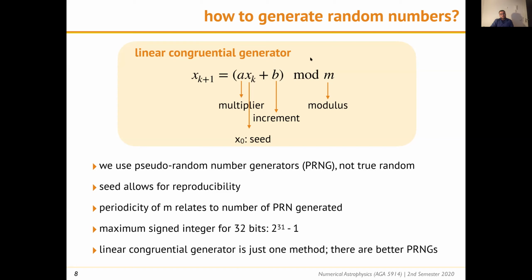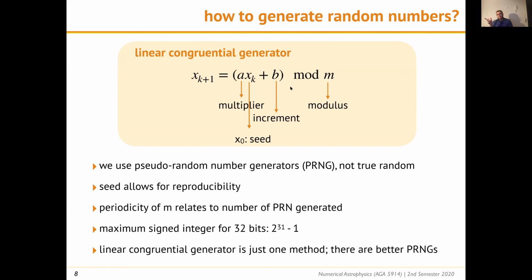This method that I mentioned, the linear congruential generator, is just one among several other methods. There are better methods to generate pseudo-random numbers. This is not the best one, but I think it is more useful to build our intuition of how this chain of random numbers is generated.